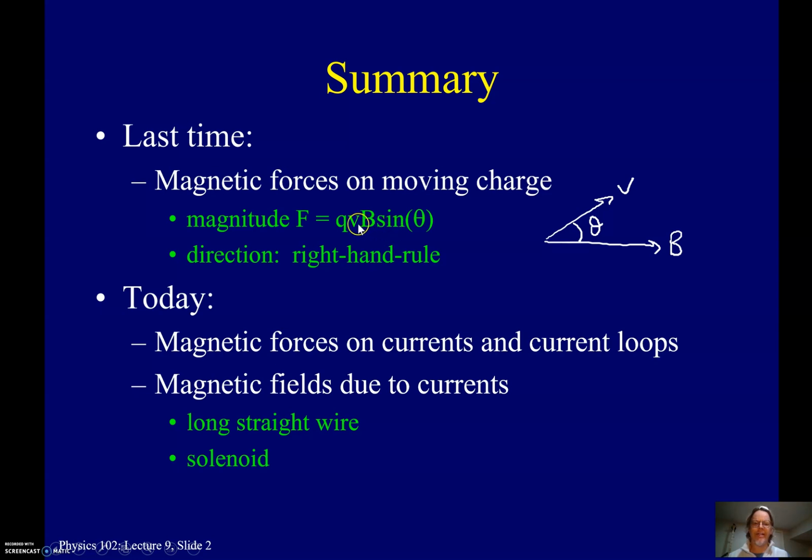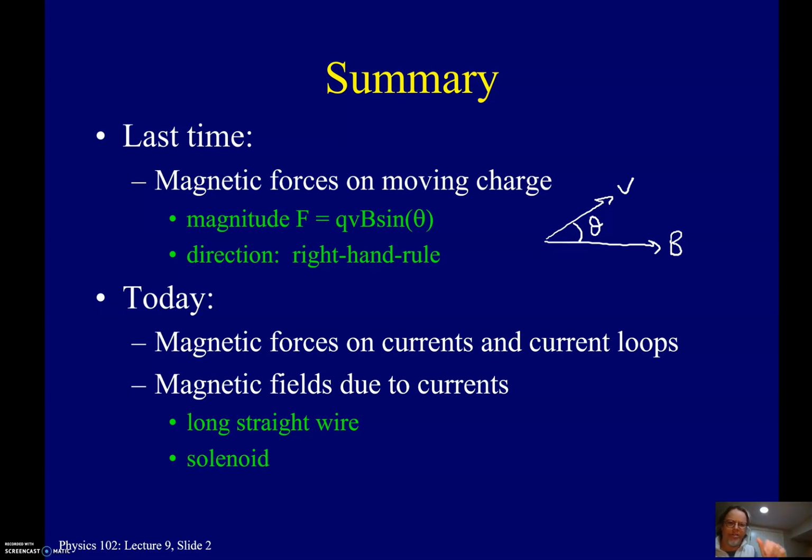Remember, this angle is the angle between the V and the B. It's actually a cross product, V times B. Okay, and we had a right-hand rule to find the force. The velocity is denoted by the thumb. The magnetic field is denoted by the fingers, which way they point, and the open palm means there's an inward force into the screen in this case. That's the right-hand rule, the first one we learned.